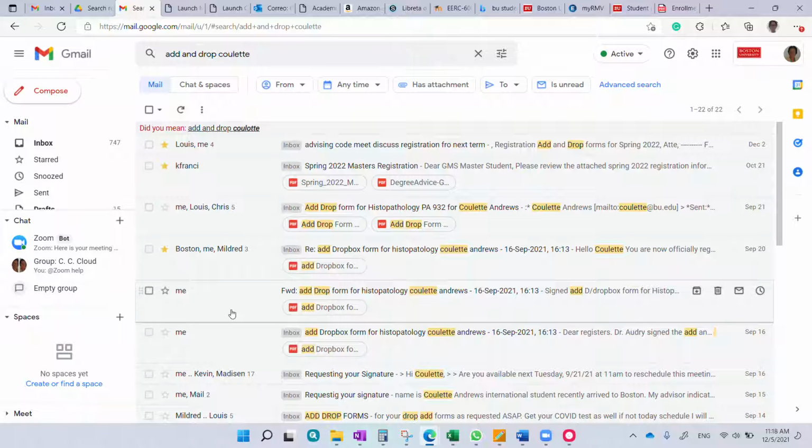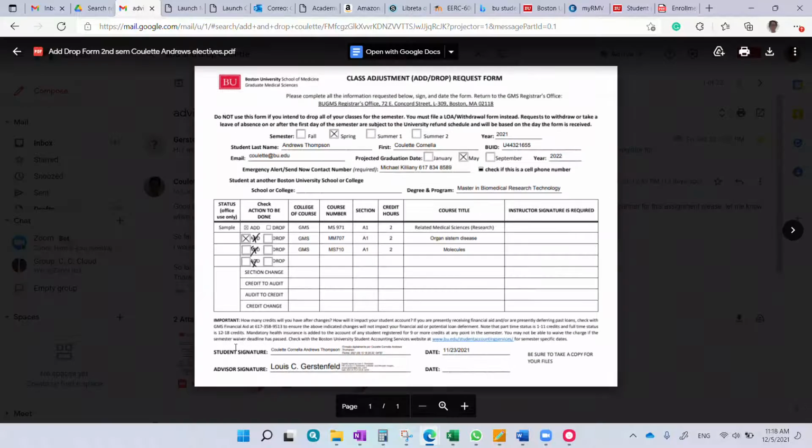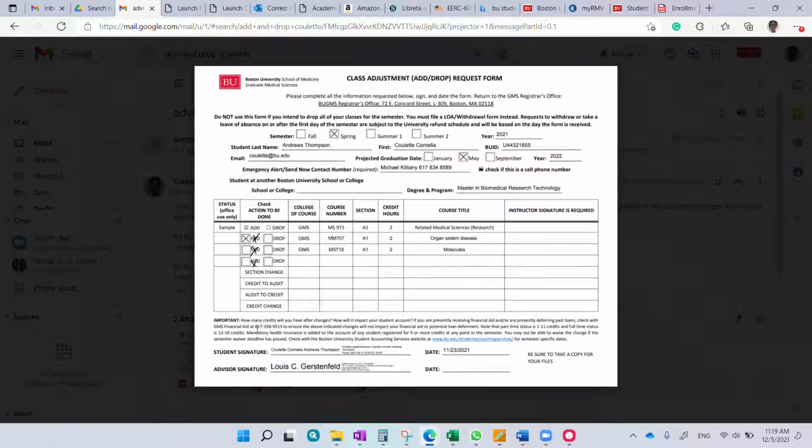One was for related medical science, organ systems, and molecules. Okay, the one cell is a stem cell course, and then practicum. Yes. Yeah, the 23rd, I think it was that I sent it. Yeah, now he wants to come back in. The 23rd, I sent you for spring. Right, yes. Elected the subjects, and I had organ system disease, molecules.